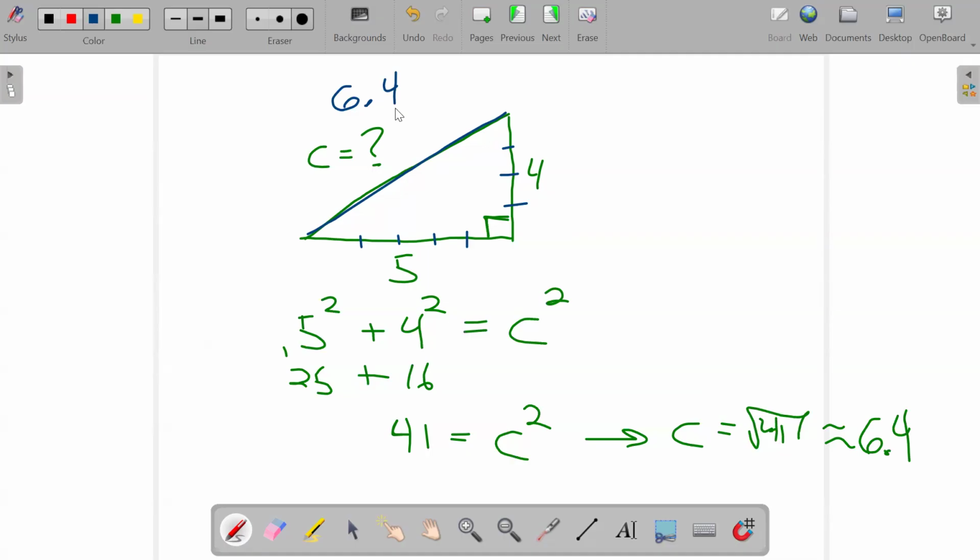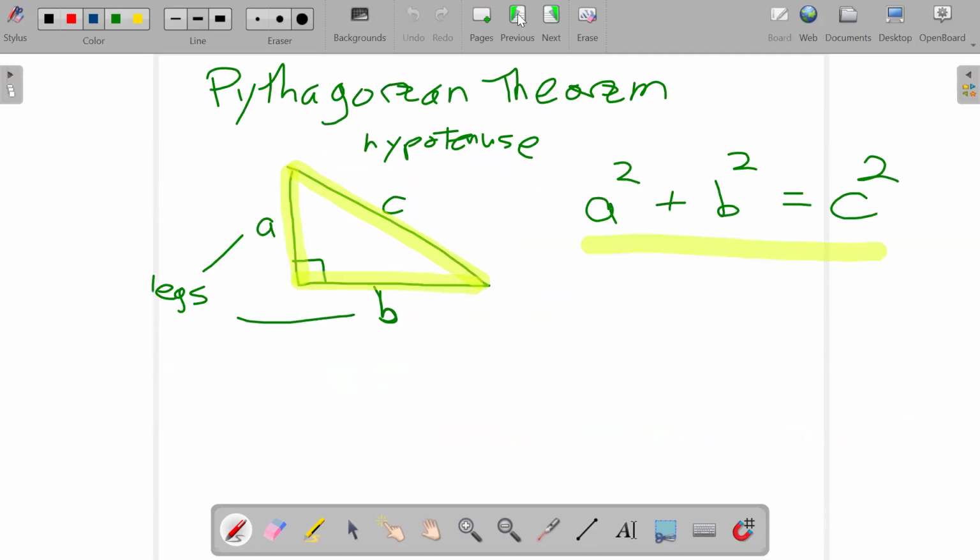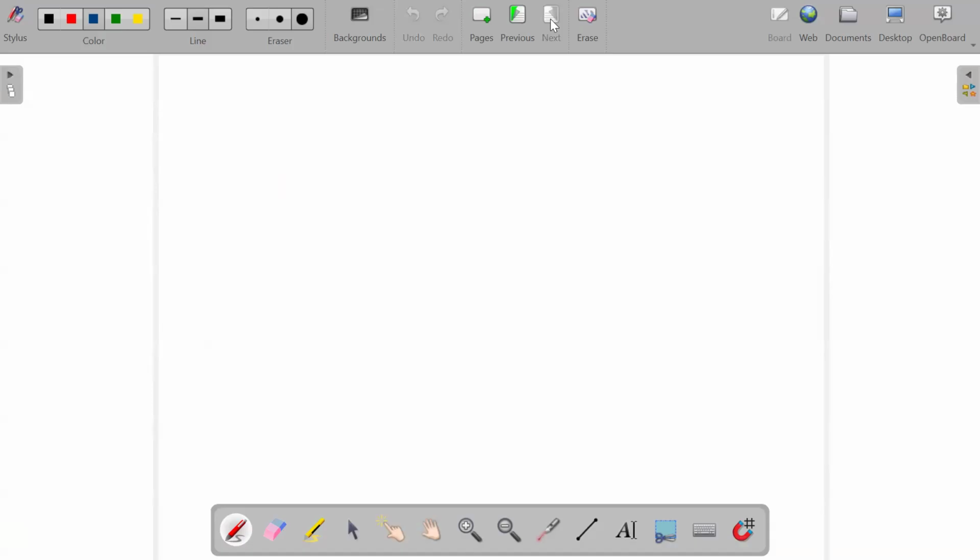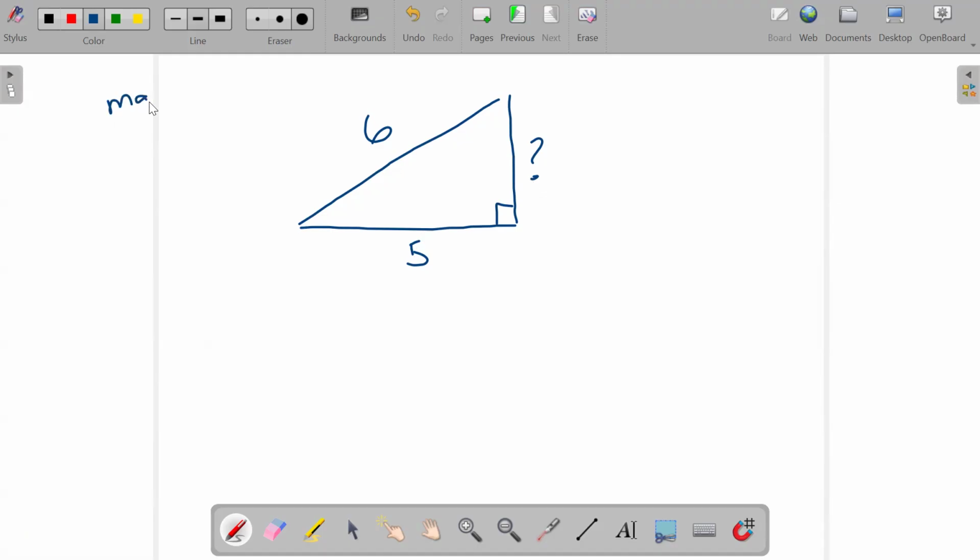All right, let's try another one. Let's try a triangle where I have a base of 5. And this time I'm going to go for a diagonal of 6. And I want to know what is the height. And this may not be drawn to scale. I'm just going to make a little disclaimer there. I don't have a measuring stick out at the moment.